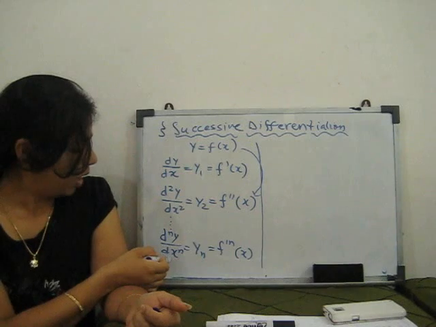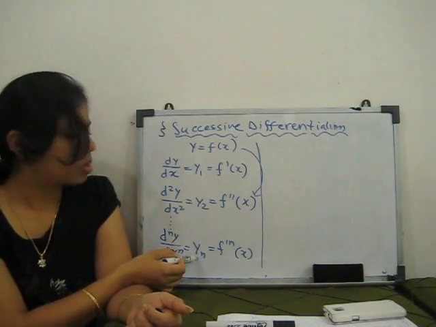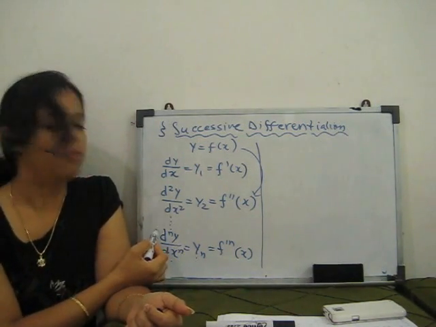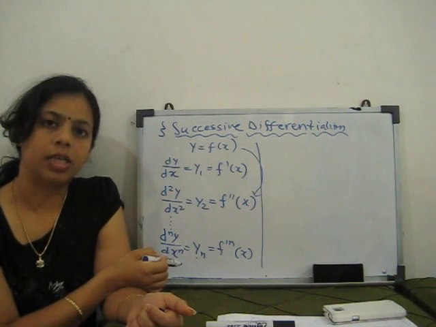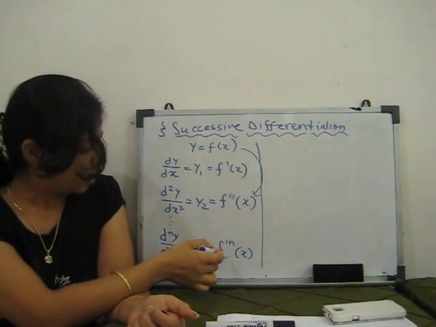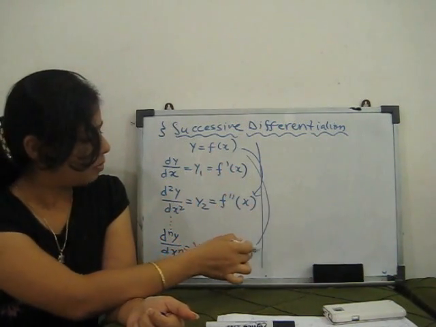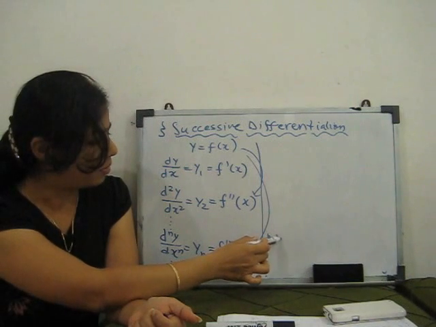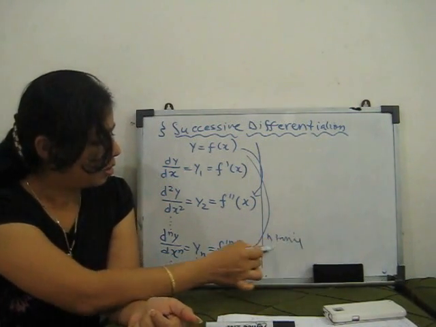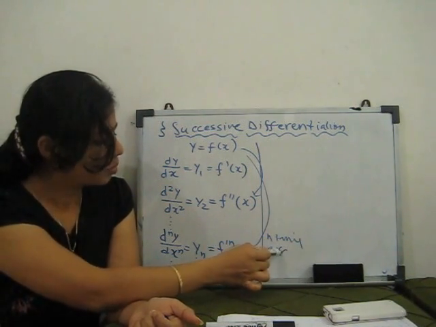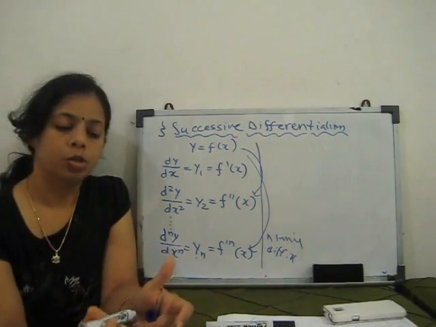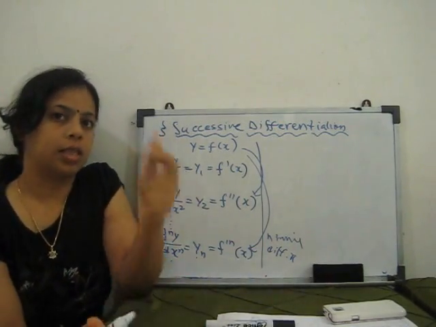Similarly, the nth order derivative is known as yn, or d to the power n y upon dx to the power n, and this is nth time differentiation with respect to x. So this is called successive differentiation.